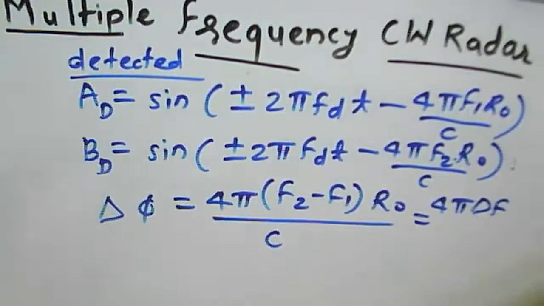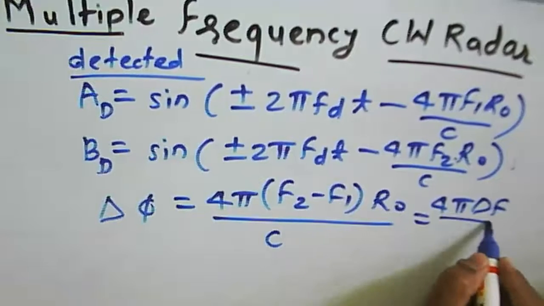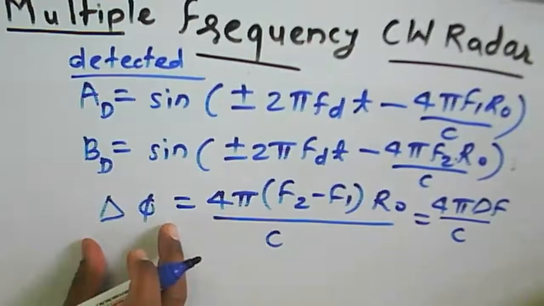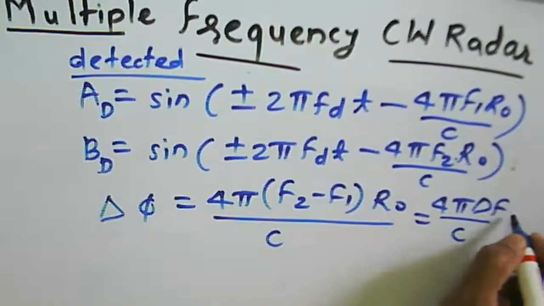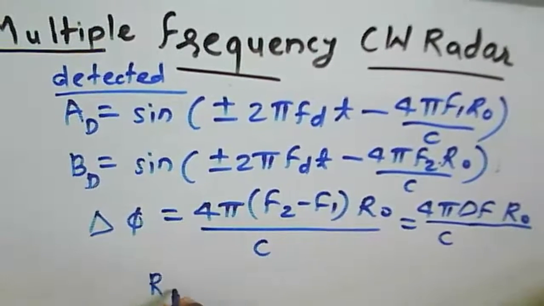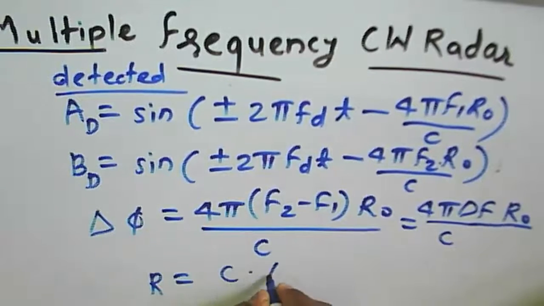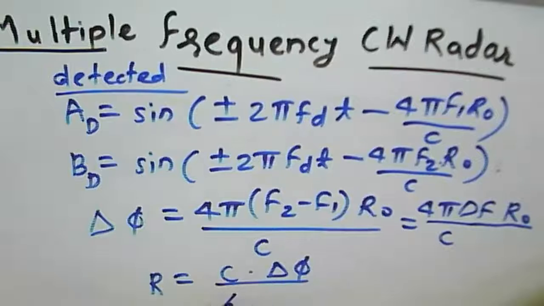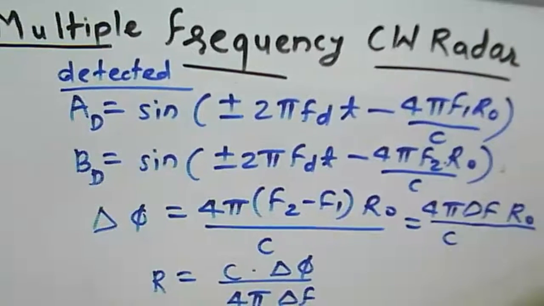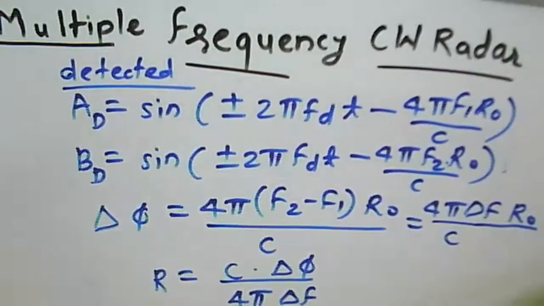And then this deviation will provide you the value of the phase difference between these two components. And this will give us directly the range of the radar. So R0, the range of the radar, is del phi by 4 pi del f. Del f is nothing but the difference in the frequency component.